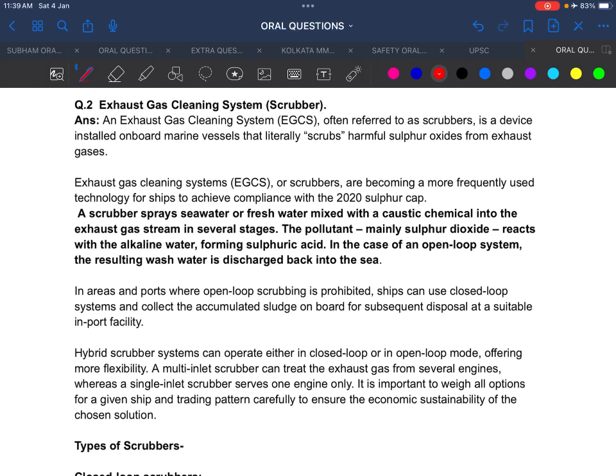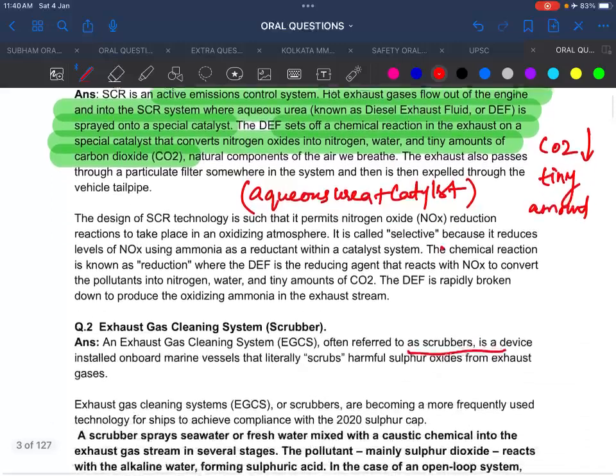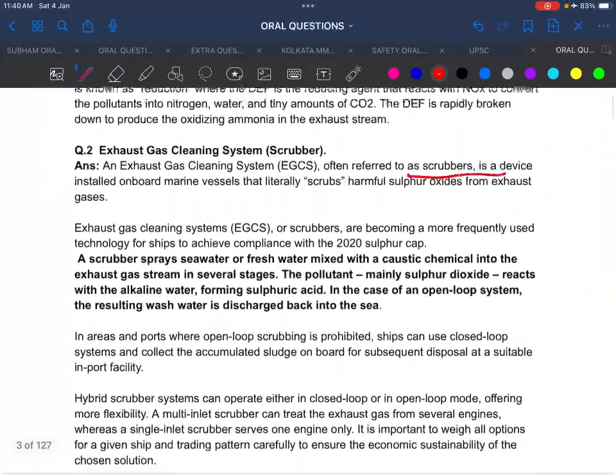What is an exhaust gas cleaning system? Here, the exhaust gas cleaning system is basically known as scrubbers. Now the vessels are fitted with the scrubber. In most of the big vessels they fit the scrubber system to reduce the effects of SOx. I already told you, SOx is also very dangerous for the environment, as I discussed before.